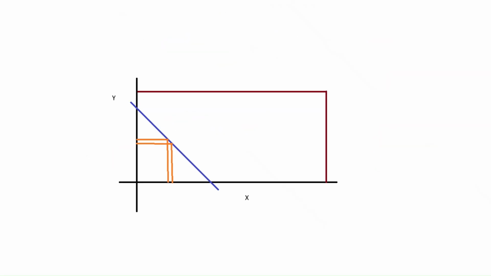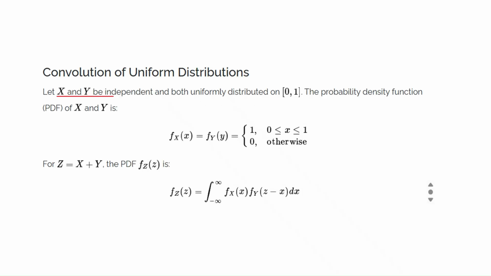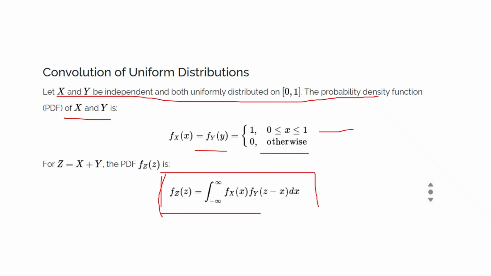So let's see. To recap, we had two random variables, x and y, uniformly distributed between 0 and 1. The PDF of x and y is given as 1 when x is between 0 and 1 and 0 otherwise. And the convolution of two random variables is given by this equation over here, and we just saw how this equation comes to be from a visual perspective. So f of z is the convolution of these two random variables x and y, and this is the integral from minus infinity to infinity of f of x times f of y, z minus x, dx. So now we have to integrate this based on the range of x and z.